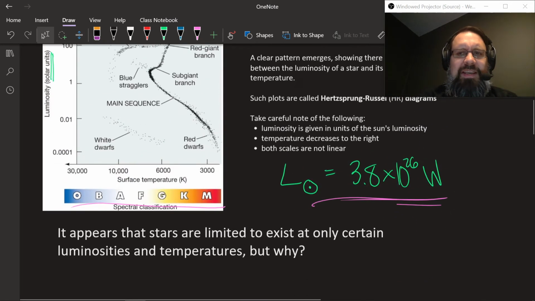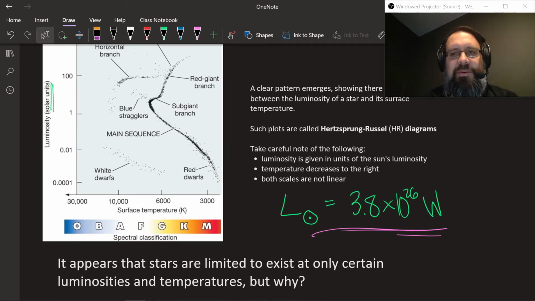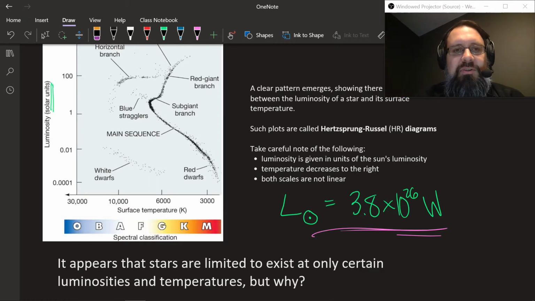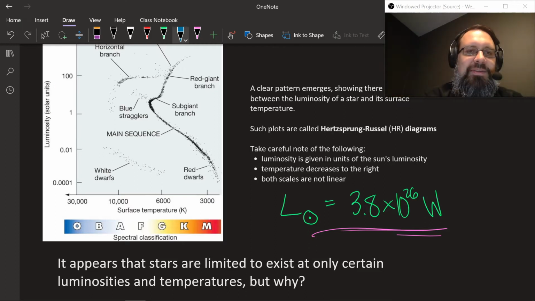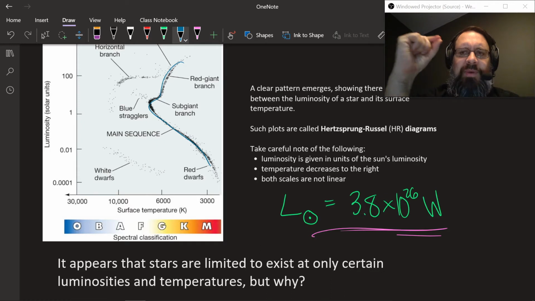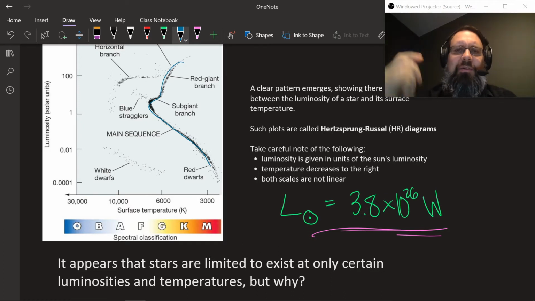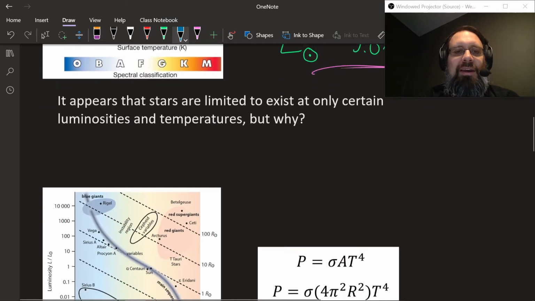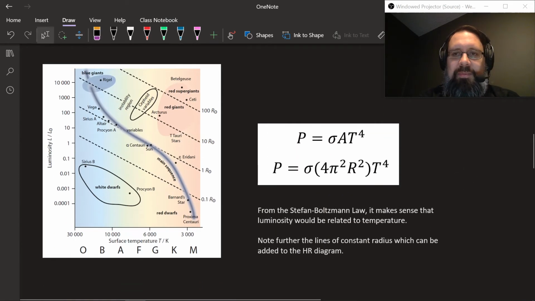So here's the essential question for the lesson today. It appears that stars are limited to exist only at certain luminosities and temperatures. For instance, you don't find any stars here. Stars with this luminosity and this temperature don't seem to exist. And so the question is why? Why are stars restricted to only be in these certain strips, these certain bands? Why are there only certain values of luminosity and temperature that are allowed? Why not any value? The answer to that question is really complicated, and we have to talk a little bit more about some stuff.